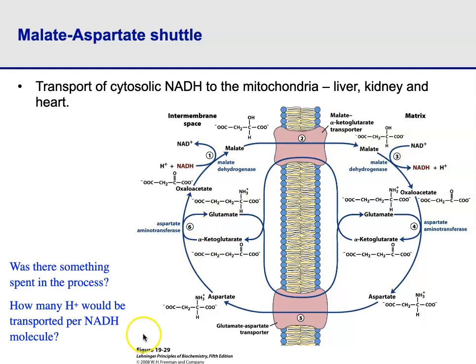How many protons would be transported now per electron pair donated by NADH that was transferred from the cytosol to the matrix using this pathway? Where will this NADH offload its electrons? If you think that it was complex 1, you're correct. If you think that it's complex 2, you're wrong. They go to complex 1. And the resulting number of protons transported from this electron pair is 10.